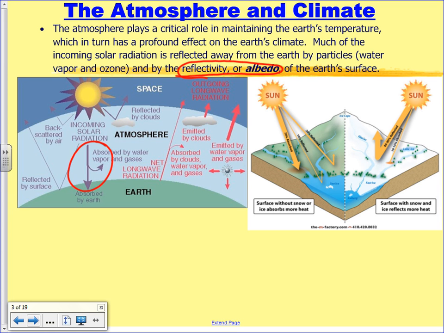When it reflects off, its wavelength gets changed slightly, and it becomes long wave or infrared heat radiation that heads back out into space. Some of that obviously gets absorbed by clouds, and some of it gets reflected back down by the greenhouse gases and things like that. And obviously that's important. We want some of that to happen.